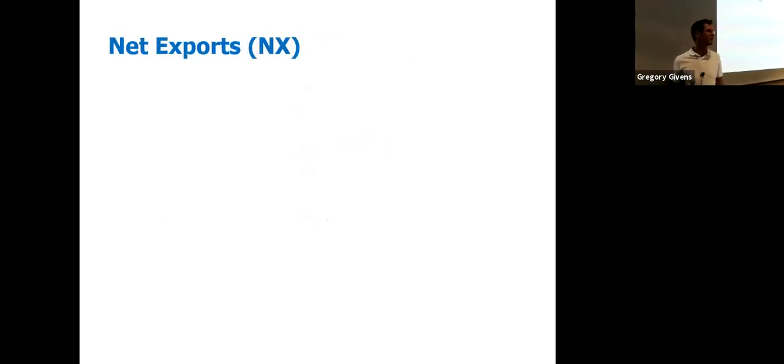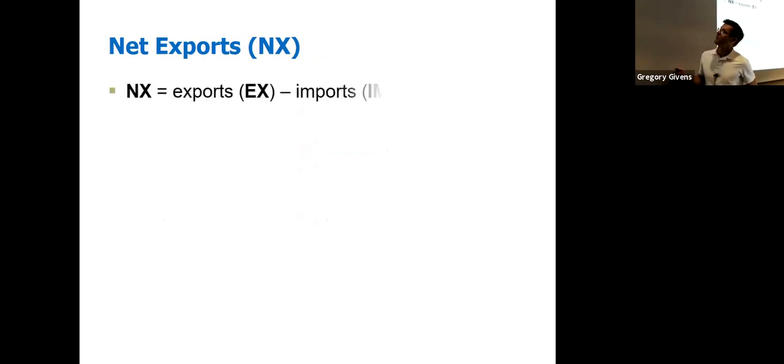Okay, other questions about that? How about the last category? So that's the net exports. How do we define net exports? This is the value of our country's exports, EX, minus the market value of our imports, IM, right?